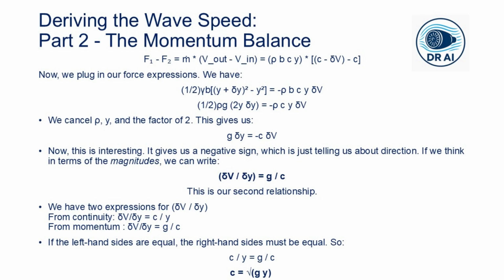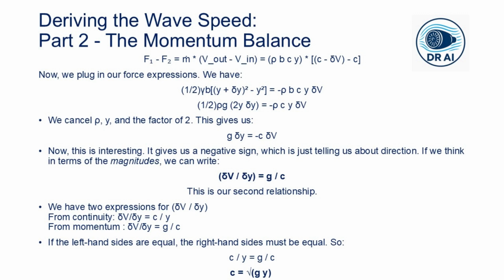We then plug into our force expressions, cancel the term b, and expand the term (y plus delta y) whole square. By subtracting, this leaves us with the simplified equation: half rho g 2y delta y equals minus rho c y delta v. Now we cancel the density term, the y and the factor of 2, which gives us an even simpler equation: g delta y equals minus c delta v.